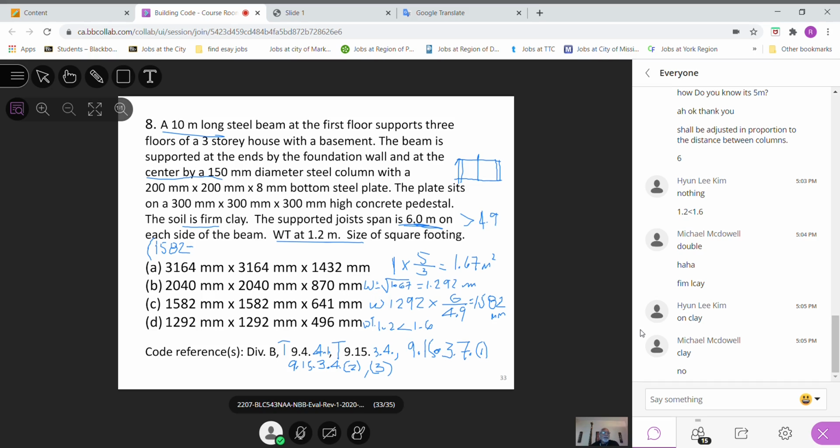So we have 1582 and we have the pedestal. We take away 300. Okay, and then we divide that by 2. And we end up with 641. The answer here would be C.